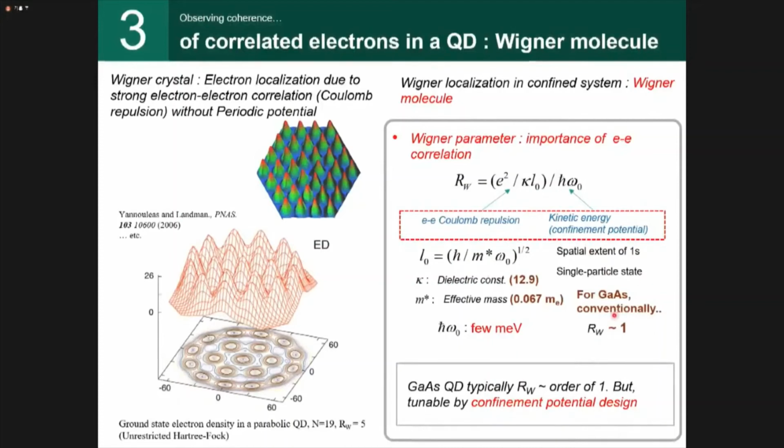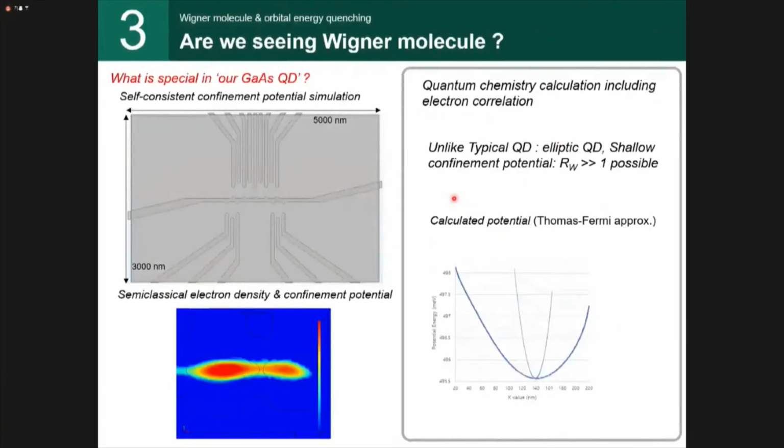Actually, in gallium arsenide, when you make a conventional quantum dot, this number is of order 1. So it is not negligible, but electron-electron interaction cannot be said to be dominant. But the point here is that the confinement potential is shaped by the gate voltages, and you can actually tune the importance of electron-electron interaction. That's the Wigner parameter. So we have checked whether our gate geometry is so special that it allows this high Wigner parameter.